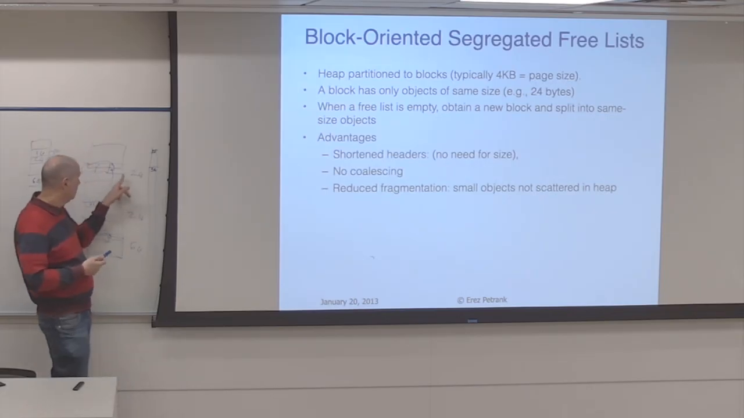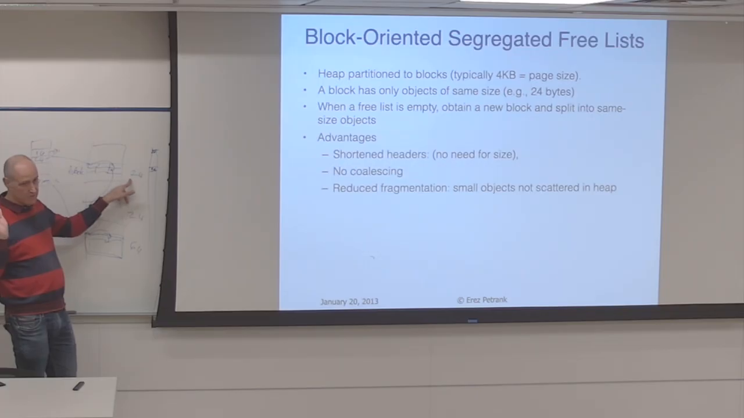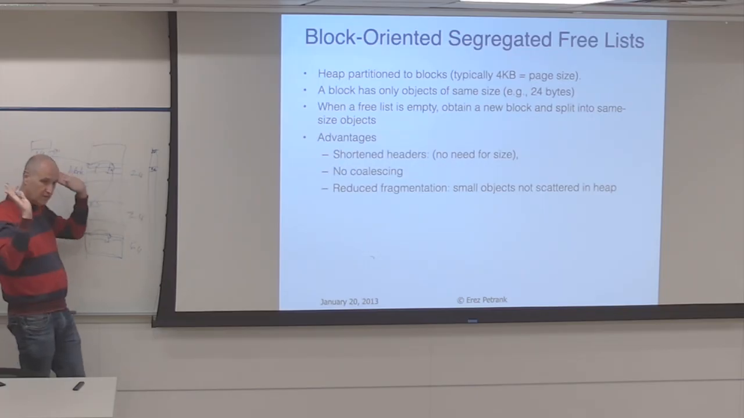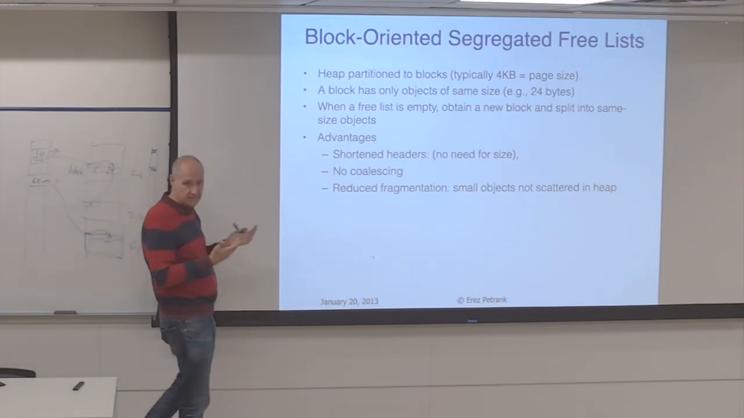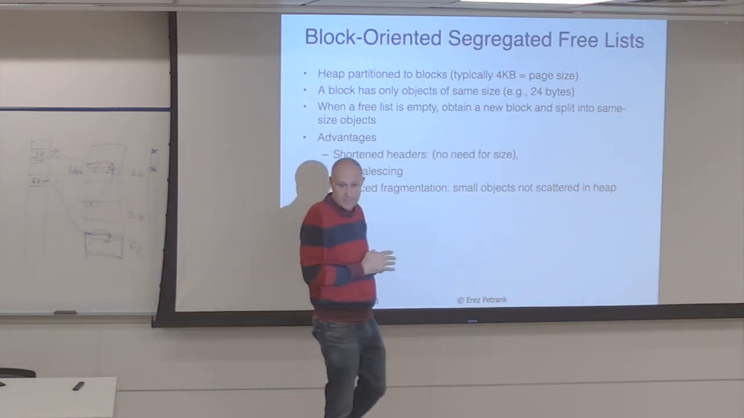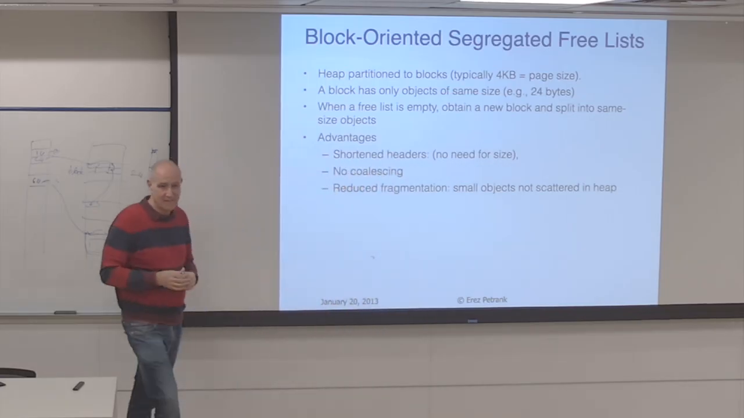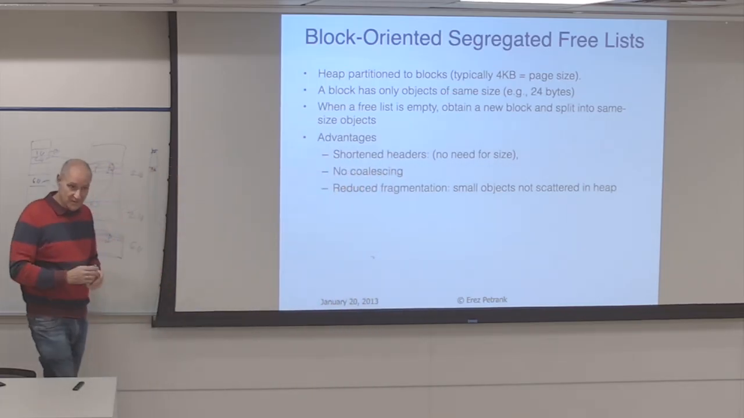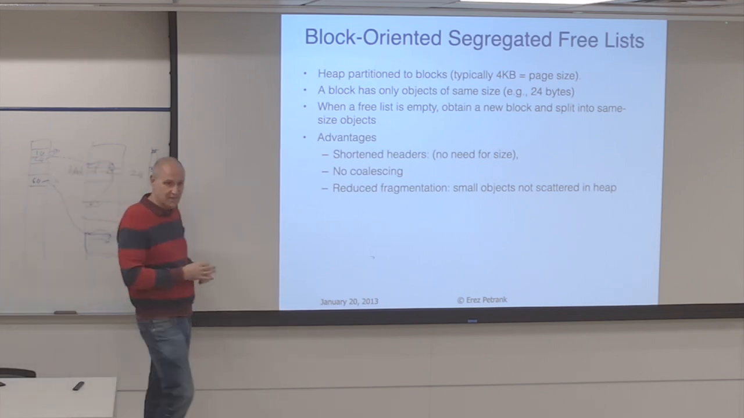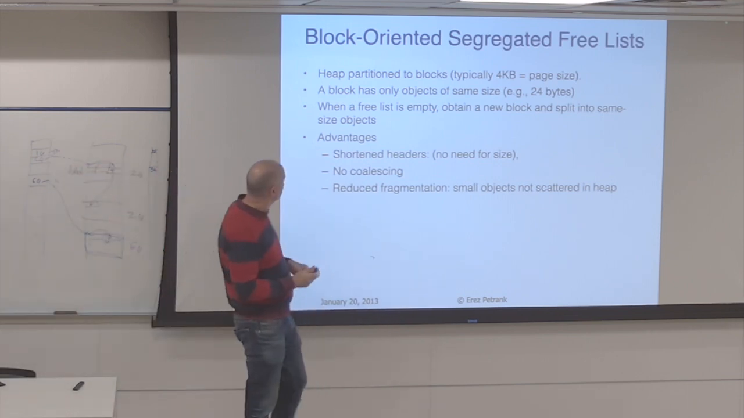Even if I allocate it here, it's 24 because this space is only for 24s. Yeah, I could allocate a 16 there, and I will not waste anything by that. But I mean, I will waste the 8 bytes, but it's possible. It wasn't done, as far as I know, in any production system.